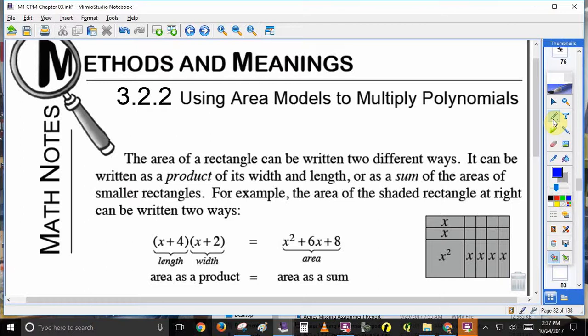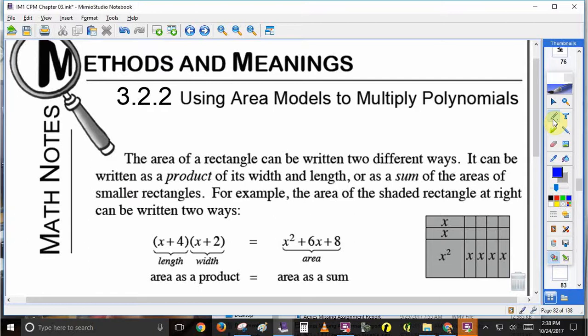The area of a rectangle can be written two different ways. It can be written as a product of its length and width, or as the sum of the areas of smaller rectangles. For example, the area of the shaded rectangle at the right can be written two ways, as x plus 4 times x plus 2, or as x squared plus 6x plus 8.